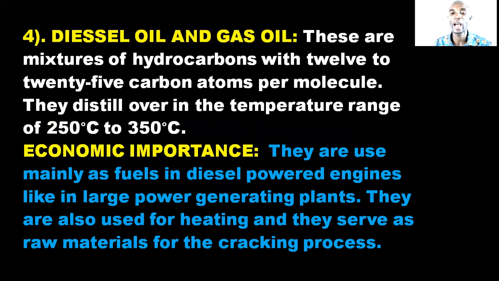All right, next one is diesel and gas oil. They are a mixture of hydrocarbons with 12 to 25 carbon atoms per molecule. They distill over in the temperature range of 250 degrees Celsius to 350. What is the economic importance? They are used as fuel in diesel powered engines, like large power generating plants. They are used for heating and they also serve as raw material for the cracking process.